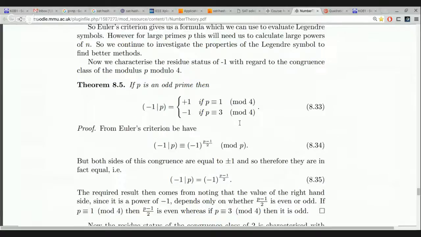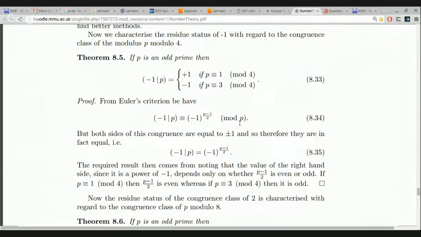This result here, we proved a couple of lectures ago. The Legendre symbol (-1/p) is +1 if p is congruent to 1 mod 4, and -1 if p is congruent to 3 mod 4. Every prime number after 2, of course, is odd, so it's either congruent to 1 or 3 modulo 4. And this result, we understand completely now when -1 is a quadratic residue modulo p and when it isn't. It just depends on the status of p modulo 4. That's a very nice result.